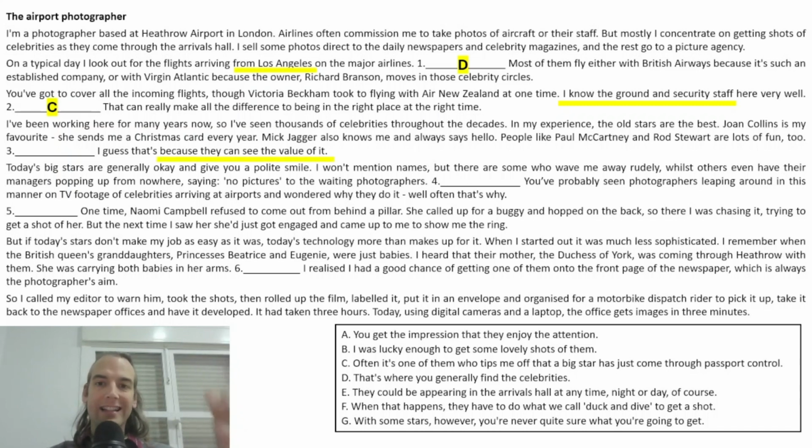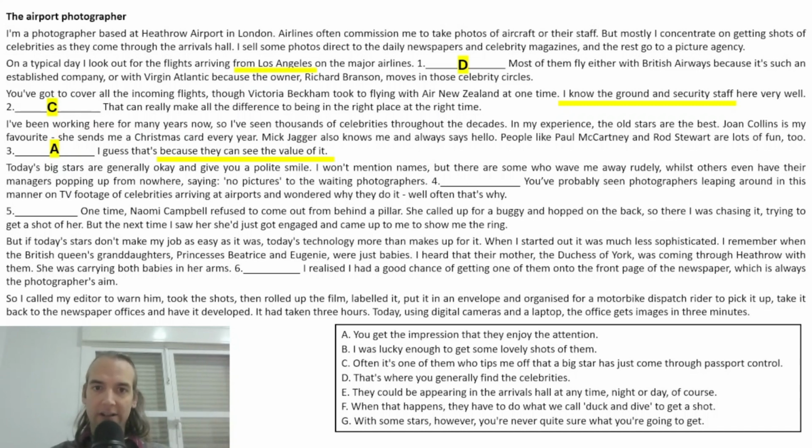Number 3, they can see the value of being photographed. I think that is A, they enjoy it. Why do they enjoy it? Because they see the value of it. They like being photographed. It's not the typical idea you hear of the paparazzi being horrible. We're seeing the other side of that. Celebrities like being photographed. They see the value of it.